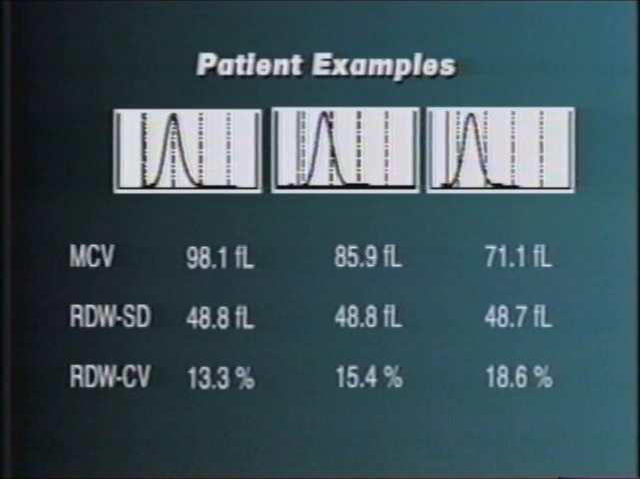The next 3 examples again were generated on the NE8000. As you can see, even visually, these curves look exactly the same. And if you look at the RDW-SD results, they are. The RDW-CVs, though, vary depending upon what the MCV is. And as you can see, as we go toward the right, the RDW-CV increases, which, if we were using that as an equivalent to anisocytosis, the example on the farthest right would have a significant amount of anisocytosis, whereas the one on the left would not. But yet all 3 are with the same width of the curve.